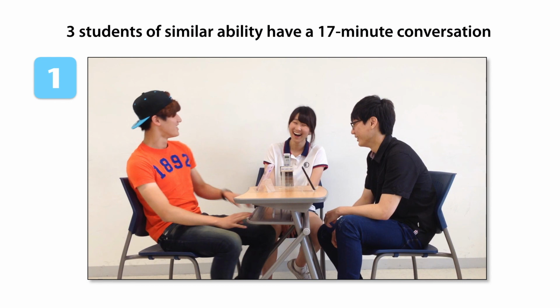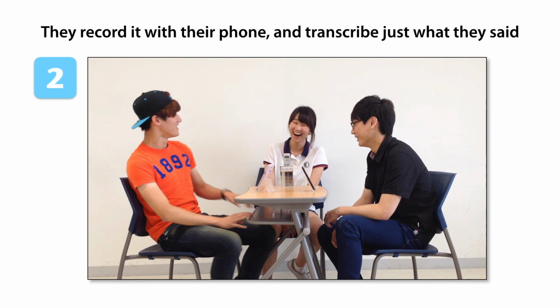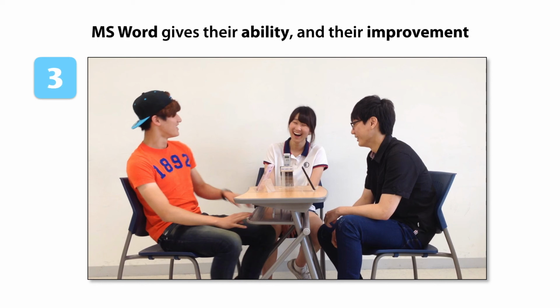First, it's easy. 3 students of similar ability have a 17-minute conversation. They record it with their phone and transcribe just what they said. Takes about 2 hours. MS Word gives their ability and their improvement. Simple.